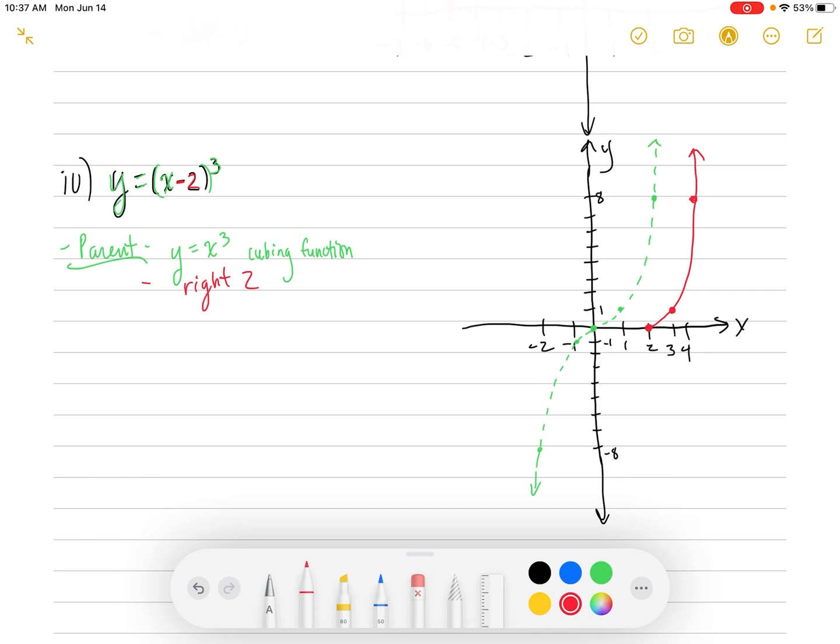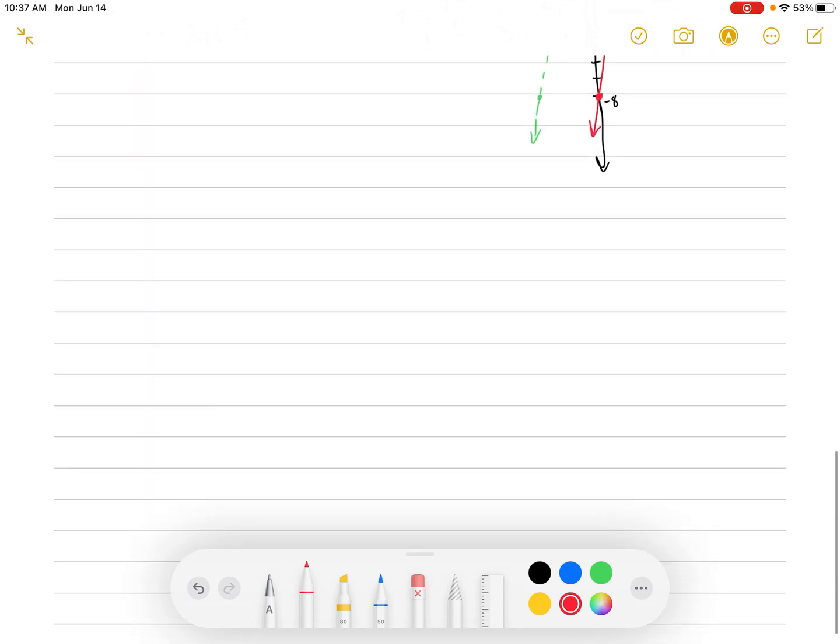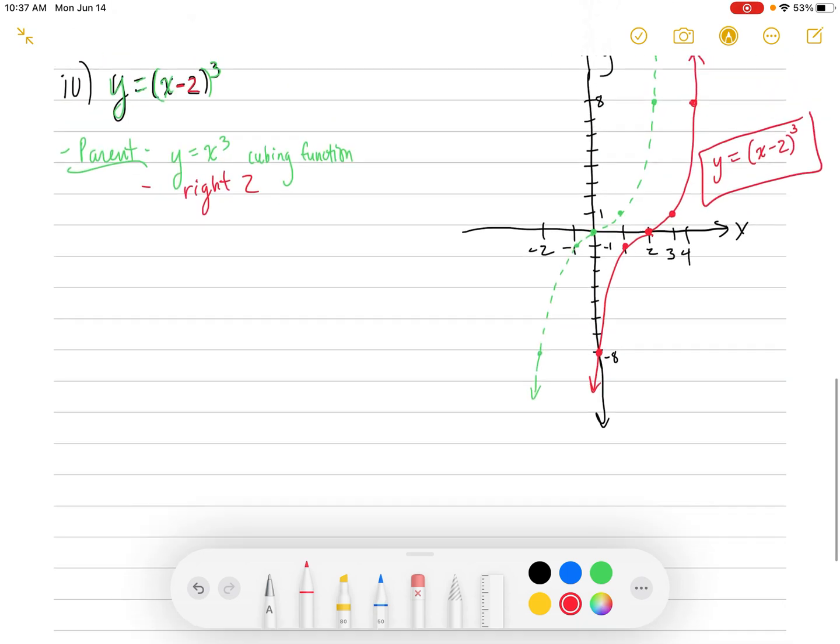So on the right side, I got something like this. And then on the left, negative 1, we're going to shift it right 2 to 1, negative 1. And negative 2, negative 8, we're going to shift it right 2 to 0, negative 8. And on the left side, we're going to have this kind of thing. That's y equals parentheses x minus 2, close parentheses cubed. Box that in to indicate that's my final graph.